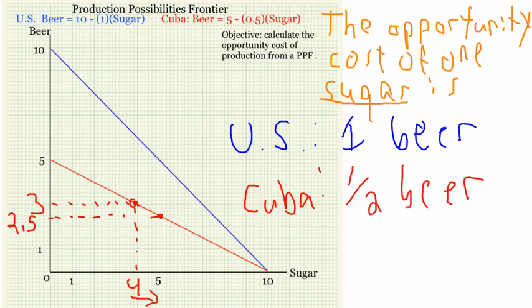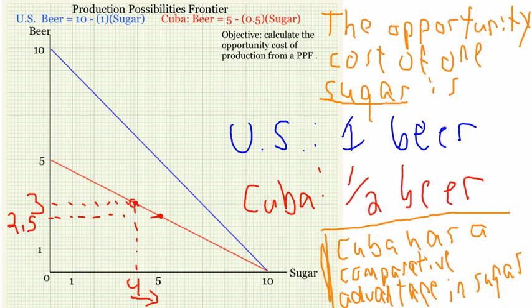And from here we see that Cuba has a comparative advantage in sugar, because for the U.S. to produce sugar, we have to give up 1 whole beer, but for Cuba to produce sugar, it only has to give up 1/2 of a beer. So Cuba can produce sugar at a lower cost. It has a comparative advantage in sugar. You'll see why that's so important later.